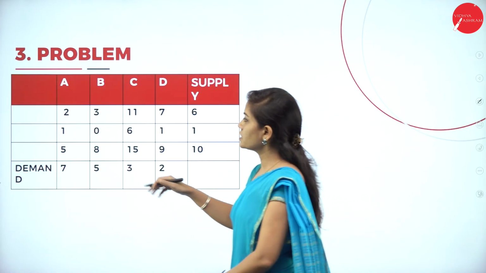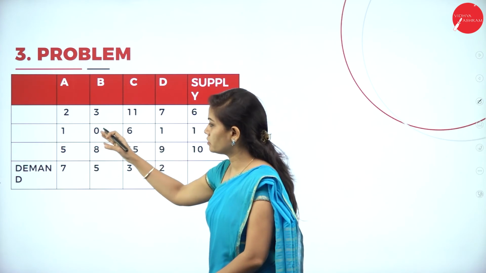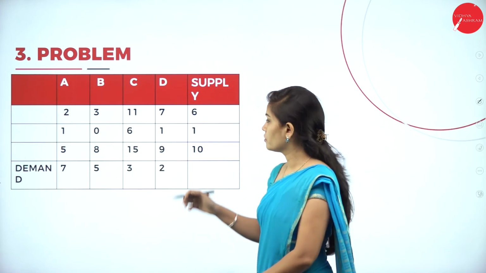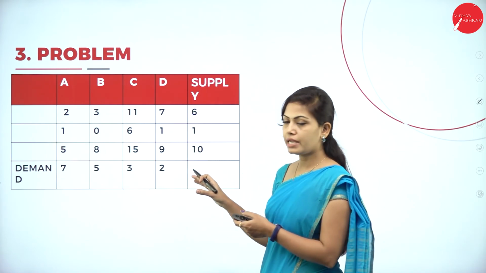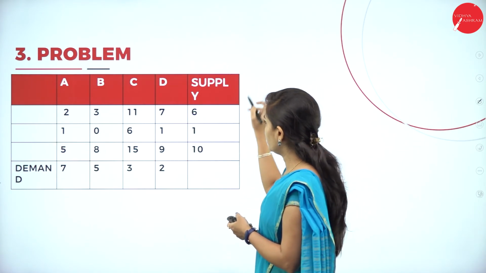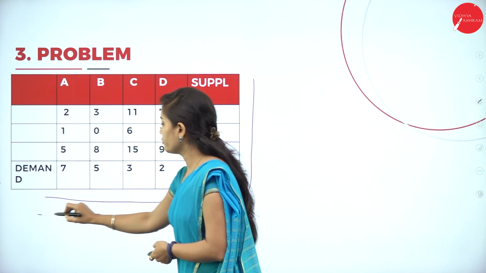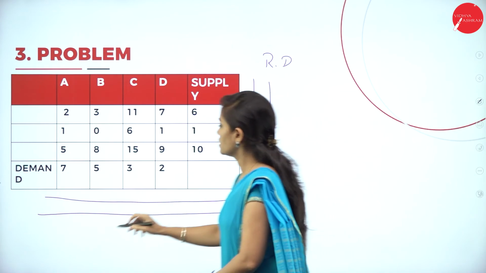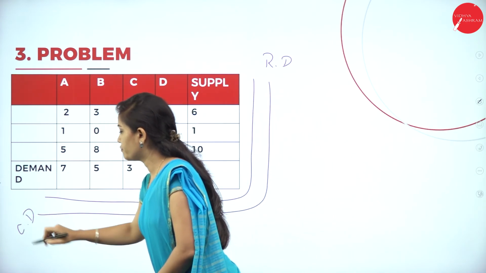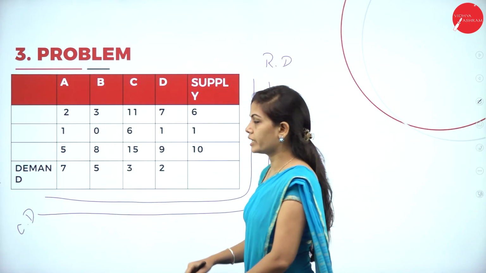The last problem is where we have 4 columns and 3 rows. So what is the first step? First we have to check whether it is balanced or unbalanced. If it is balanced, you can proceed. So here you have to find the row difference and column difference. First find the row difference and column difference. So how will you find the row difference and column difference?